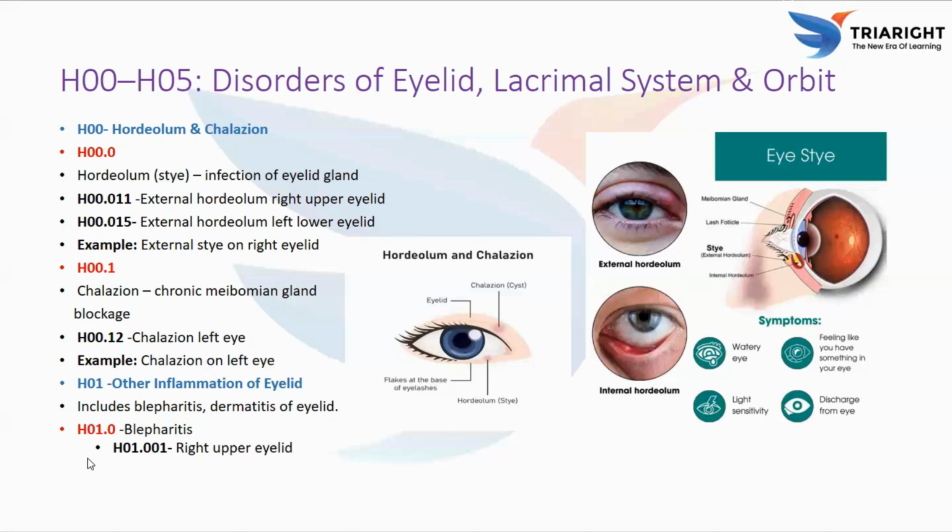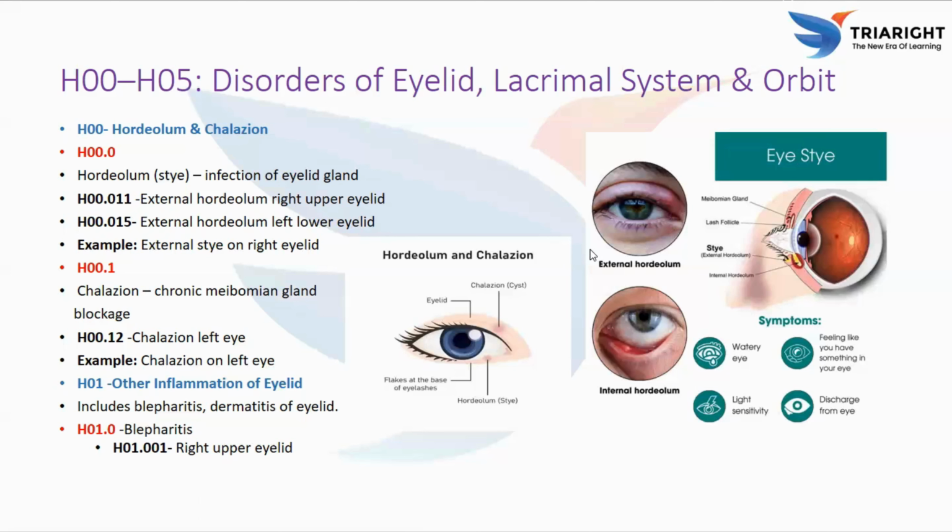So next is H01, which includes other inflammation of the eyelid. This group includes blepharitis, dermatitis of the eyelid, and also non-infectious eyelid inflammation. So what do we mean by blepharitis? It's a chronic inflammation of the eyelid margins. This is often due to bacteria, allergies, or seborrheic dermatitis. So what are the symptoms? Itching, crusting, foreign body sensation. For example, the H01.0 code is given for blepharitis.